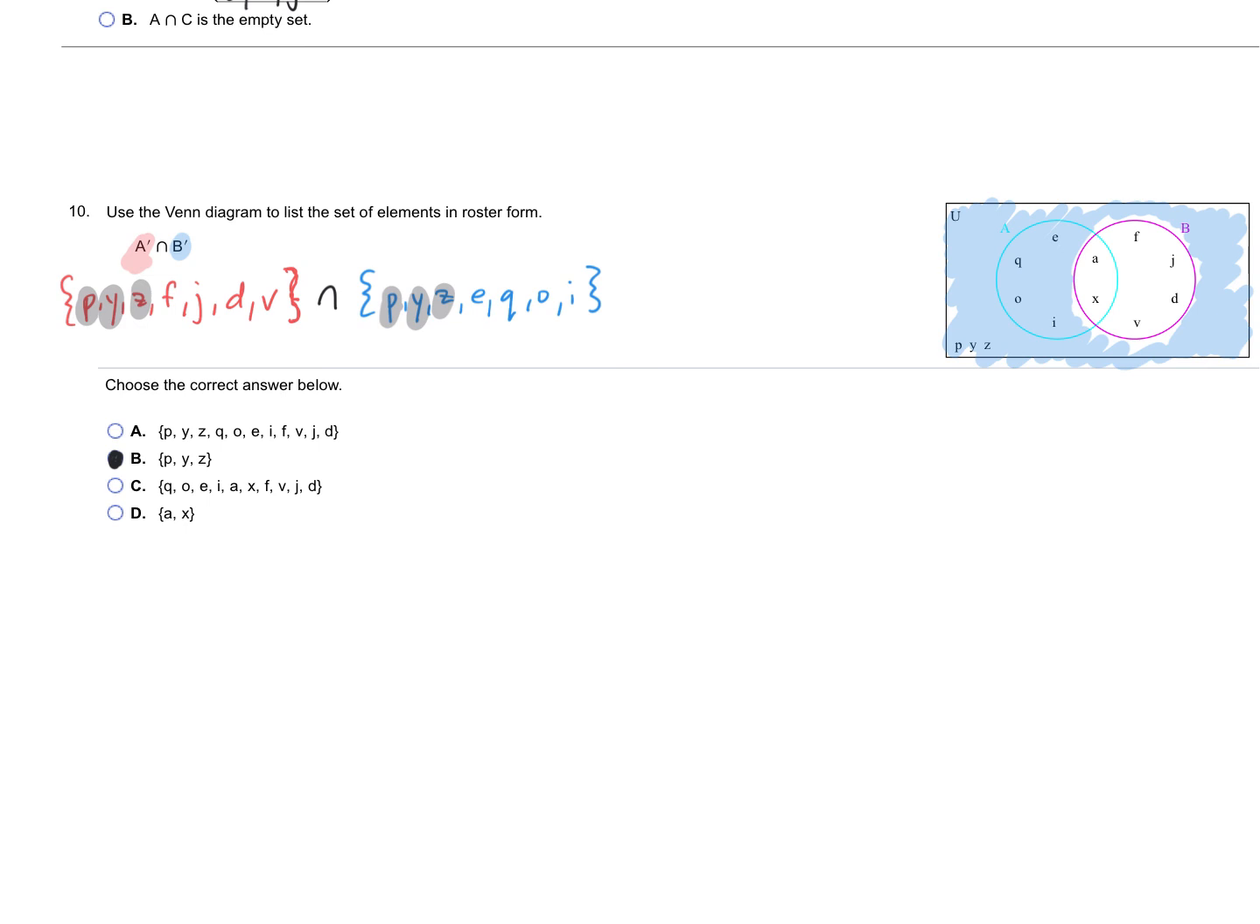So sometimes on these, I think it's easier if you list them in roster form and do each part separately, so you can see, especially with the intersection, because it's what's in common, you can see what they have in common by listing out every element. So that would be my suggestion for this one.